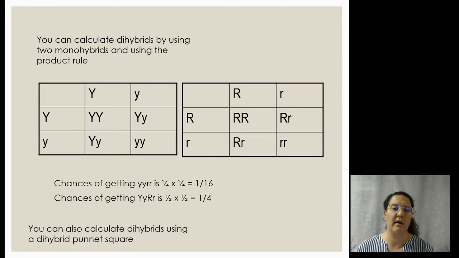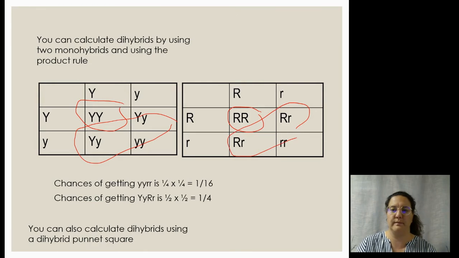So you can calculate dihybrids by using two monohybrids and the product rule. If we look at the chance of getting a homozygous dominant, that's 1 in 4. We multiply them together, that's 1 in 16. Or a heterozygous is 2 in 4, or 1 in 2. And a heterozygous is 1 in 2. So the chance of that would also be 1 in 4.